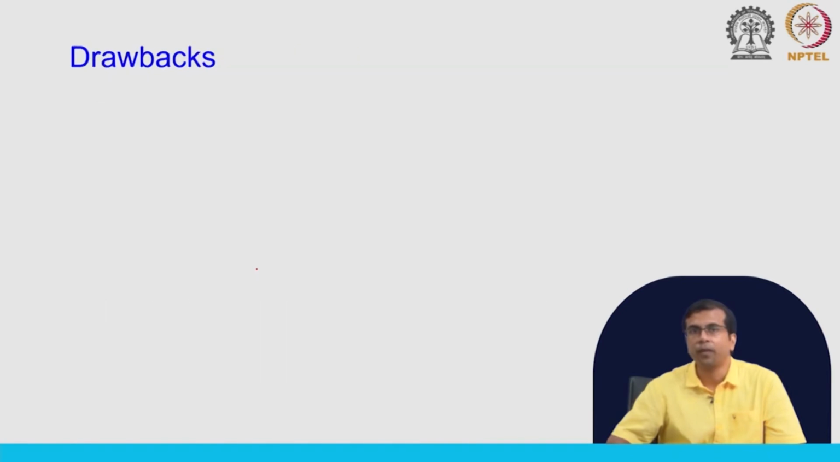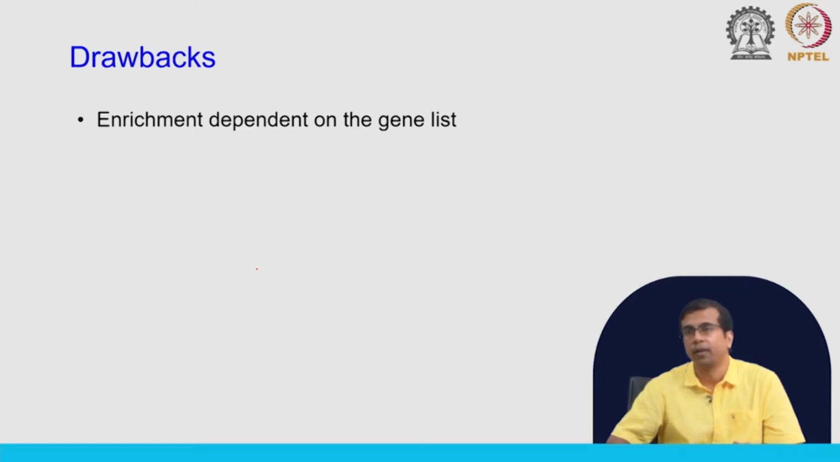Okay. So, what are the drawbacks of this method? This method is quite simple. We are taking the list and we are looking for the enrichment compared to the global expectation. So, global expectation means if we look at all genes in the organism. So, what are the drawbacks of this method?